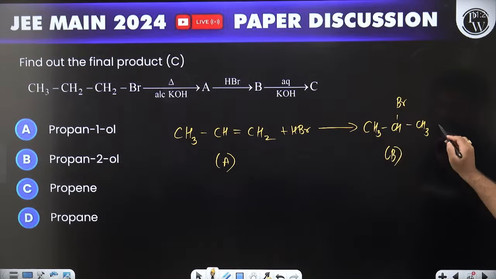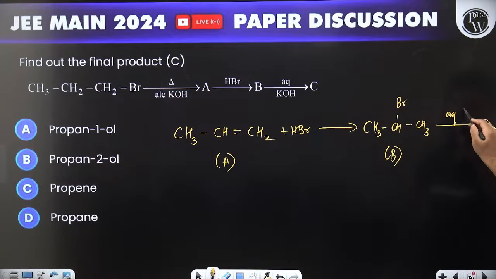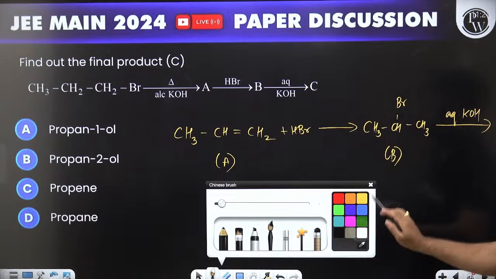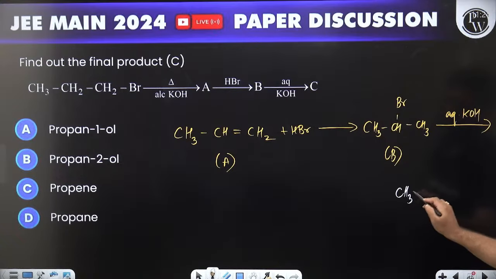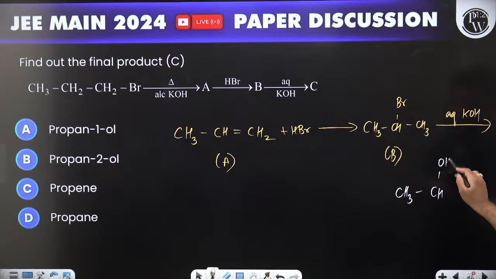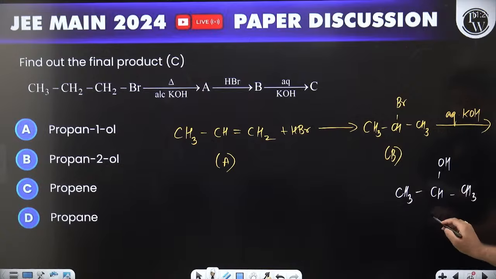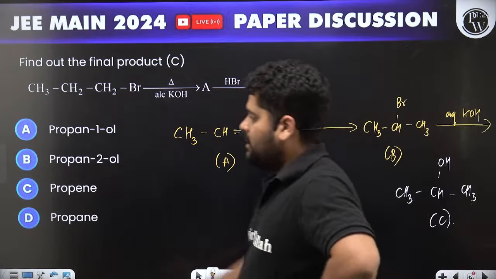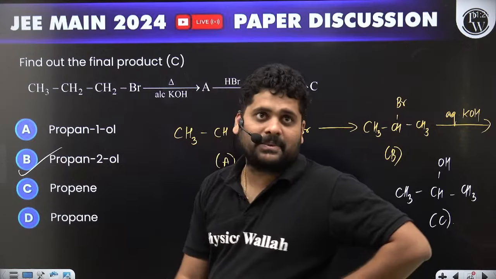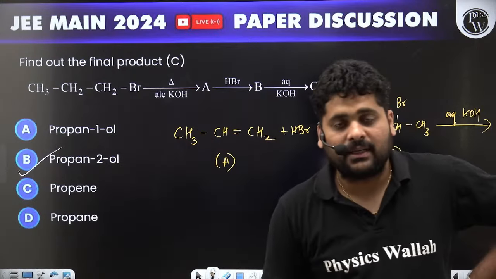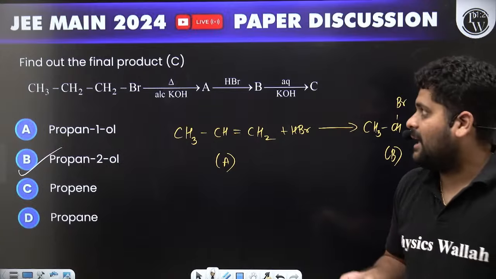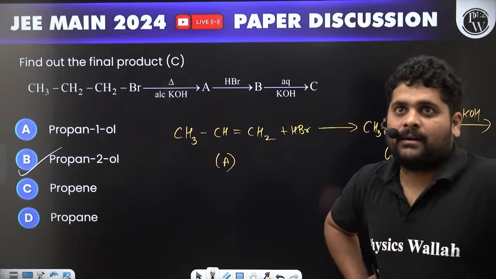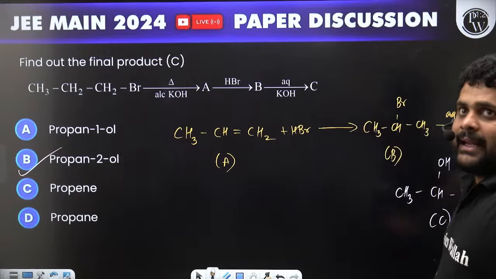On this, we have added aqueous KOH. Aqueous KOH for substitution, alcoholic KOH for elimination. So in place of Br, we will be getting OH. So this is our product C. Find out the product C. It is propan-2-ol. Correct answer is option B. Straightforward, simple question from haloalkanes chapter. Again, NCERT. Okay, right.